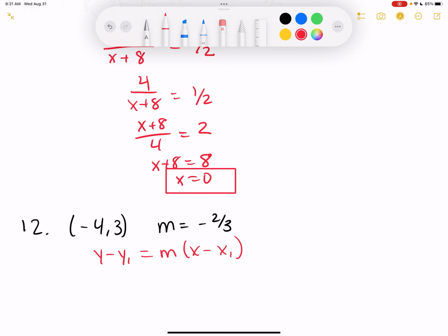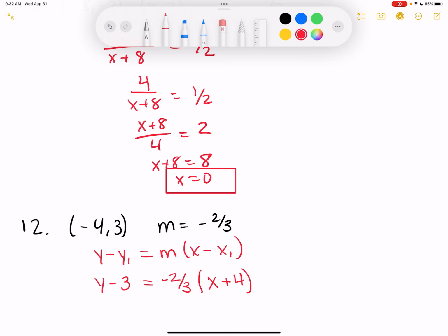Okay, so y minus 3 equals -2/3 times x plus 4. And done. Oh, we're done. It says leave it in point slope form.